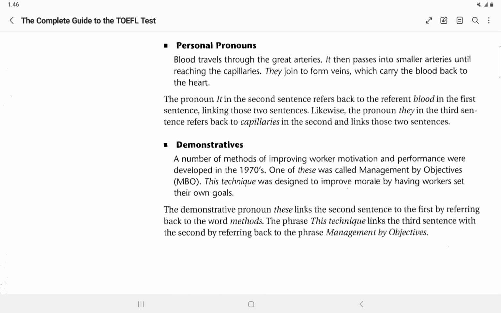It menghubungkan karena merefer kembali ke blood, sedangkan they, passes into smaller arteries until reaching the capillaries, they ini menghubungkan capillaries dengan kalimat selanjutnya, join to form veins, bergabung untuk membentuk urat kah? Veins? I'm not quite sure.